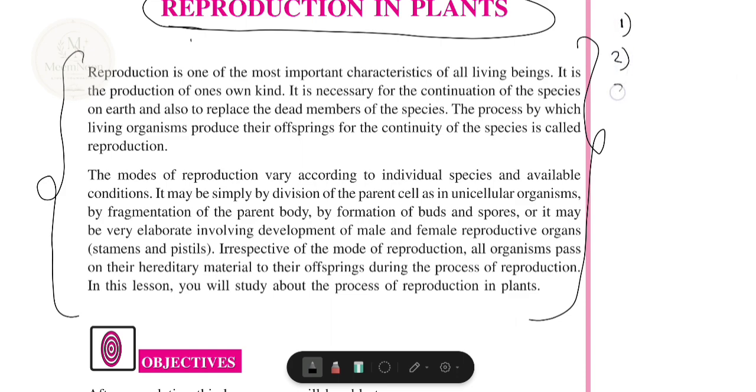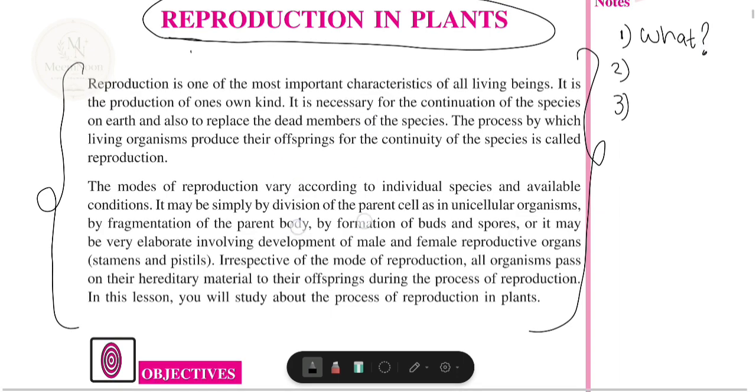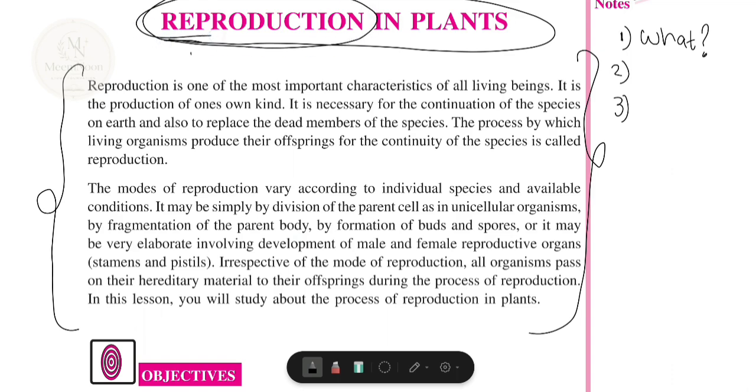The first important thing is we're going to learn what reproduction is, or the definition of reproduction. Why? Because the chapter is reproduction in plants, and obviously we need to know reproduction, right? Then we're going to learn why reproduction is necessary. And finally, we're going to learn how reproduction varies, or how reproduction is done.